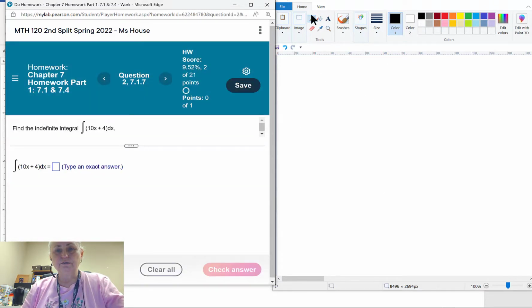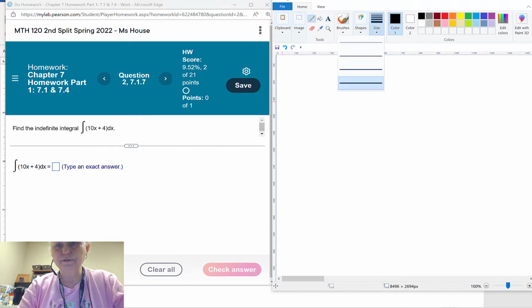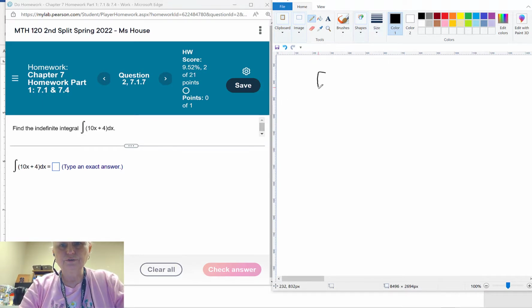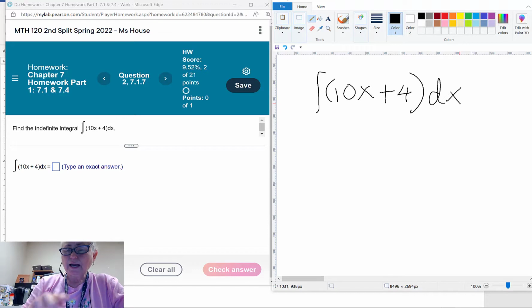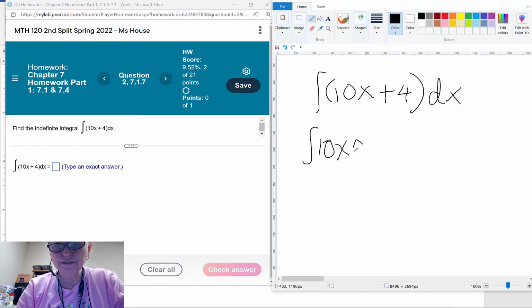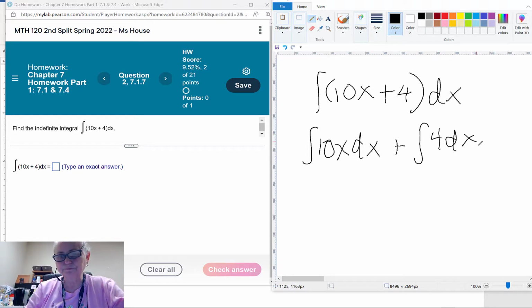Okay. Now here's the sum or difference rule. We have the integral of 10x plus 4 dx. I'm going to split this into different parts, each term. That's the integral of 10x dx plus the integral of 4 dx.